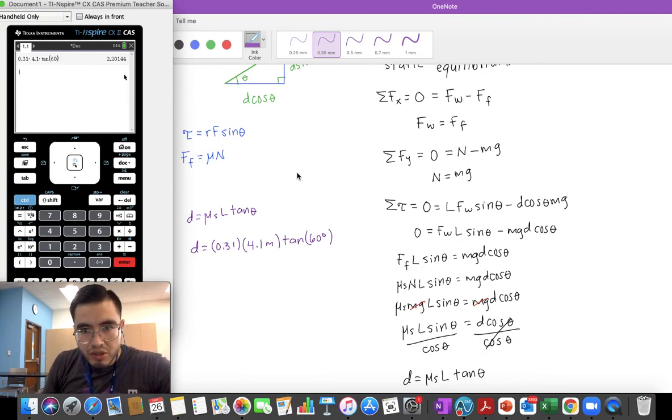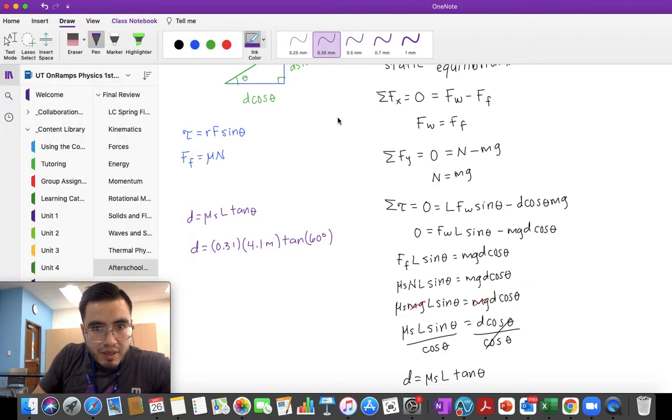2.201 meters. Let's do 2.20 meters. That is the maximum distance so that everything remains in static equilibrium. That is, so that the ladder does not slip. There you go. That is it.